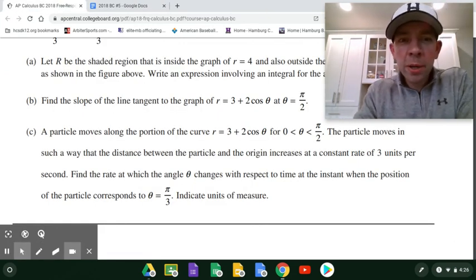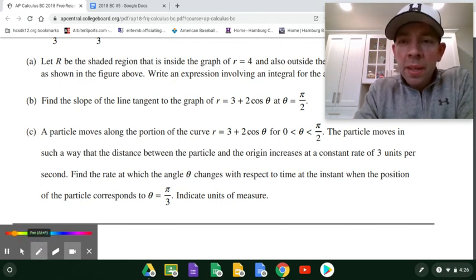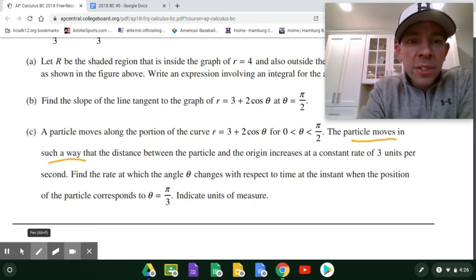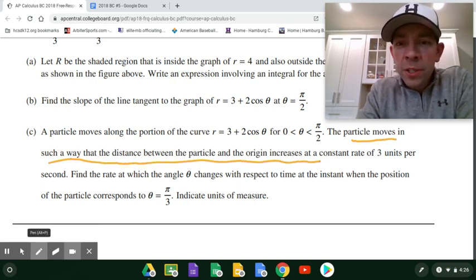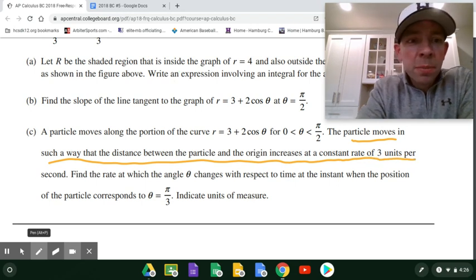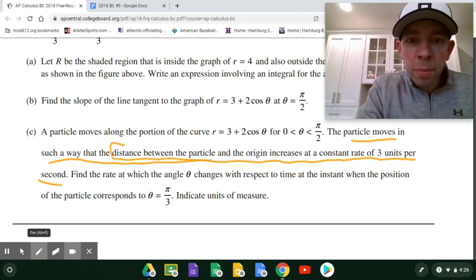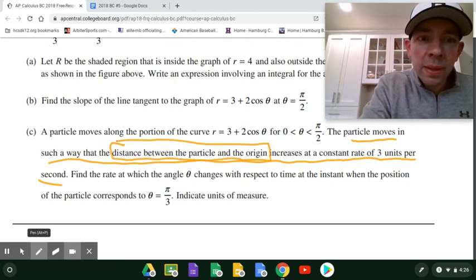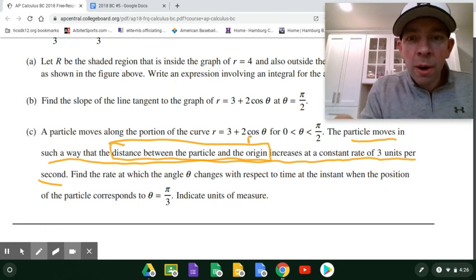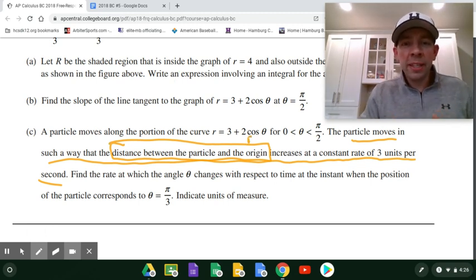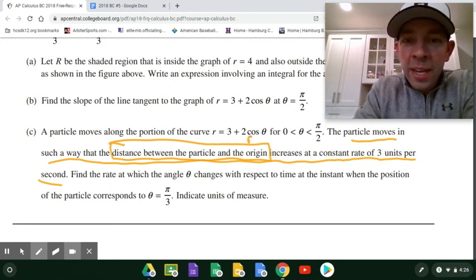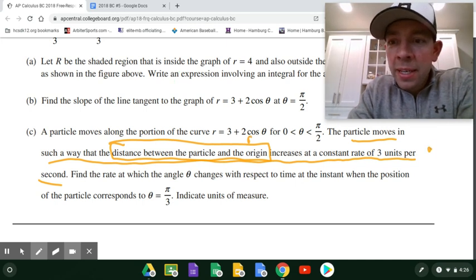So here we go. We've got a particle moving along that limacon, 3 plus 2 cosine of theta. And let's see. The particle moves in a way such that the distance between the particle and the origin increases at a constant rate of 3 units per second. Now, I want to pause right there. This distance they're talking about between the particle and the origin, they're referring to r right there. So r by its very nature is the length of that radial line that connects the origin to the curve itself. So basically what they're saying in that sentence is that dr dt equals 3.